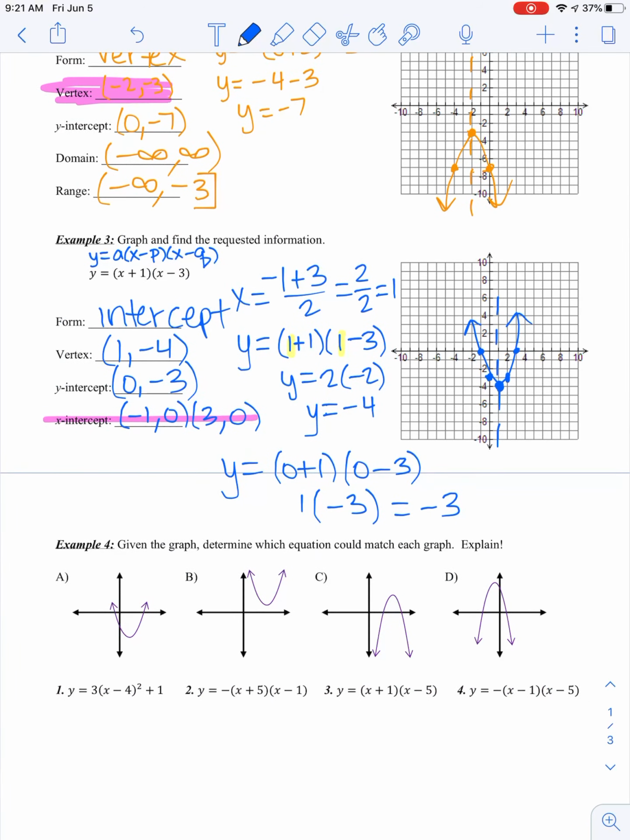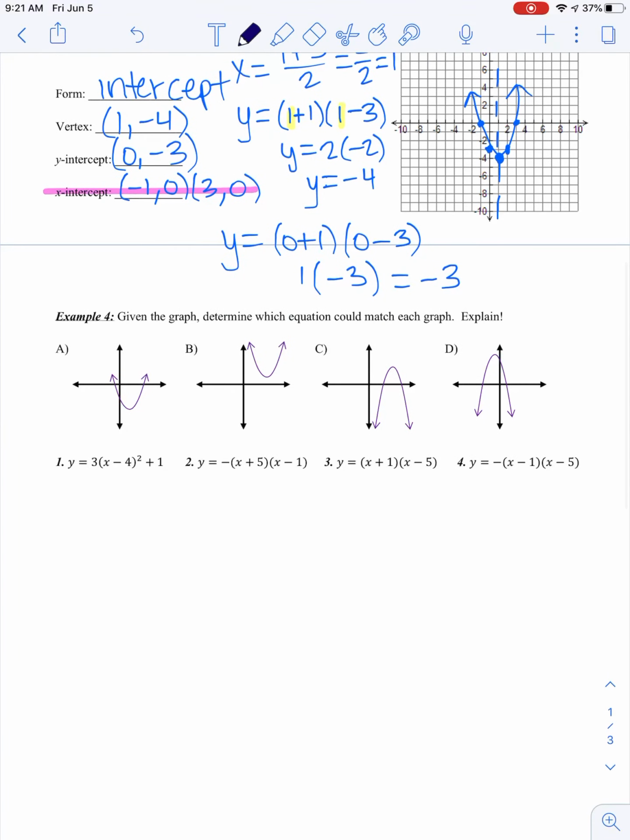All right, our last example is: given the graph, determine which equation should match each graph and explain. So when I explain, I'm just going to do that out loud here. I'm going to start with the fact that 2 are opening up and 2 are opening down. So we know that in number 1, this would be up. Number 2, this would be down. 3 is up and 4 is down. So let's start with the 2 that are up.